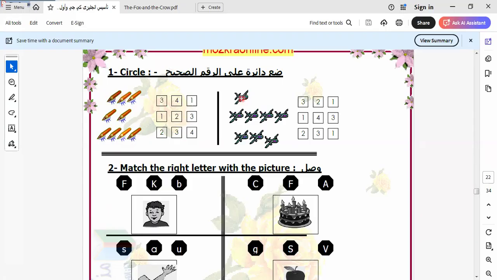Here, how many aeroplanes are here? It would be 1. So I select this one. So here is 2. Here is 1, 2, 3, 4. It would be here 4. 1, 2, 3, 4. It would be here 4. 1, 2, 3. It would be here 3 in the middle.